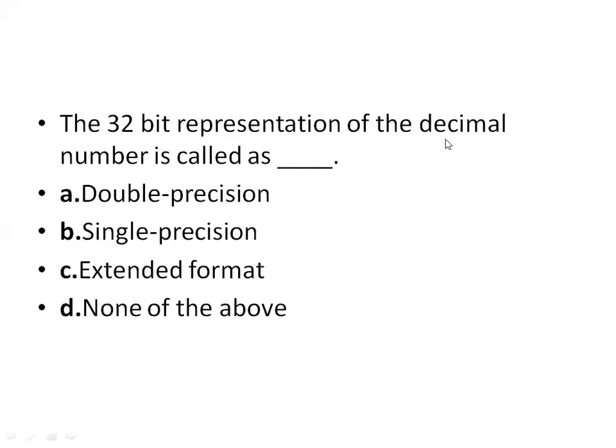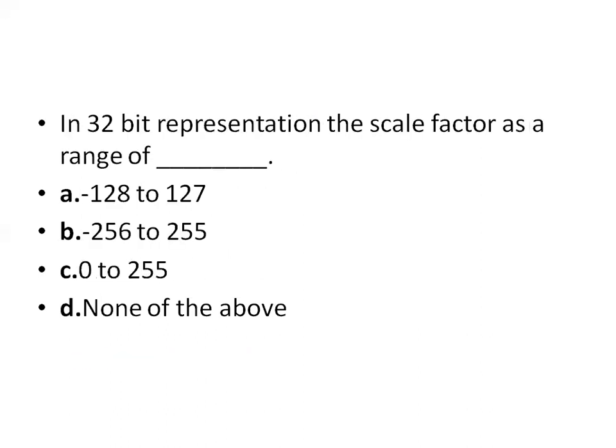The 32-bit representation of a decimal number is called, we know very well, if the decimal number is represented by 32 bits, we can say it is single precision. In the 32-bit representation, the scale factor is in the range, as we all know, of single precision, minus 128 to 127. So therefore, option A is the correct answer. Thank you all.